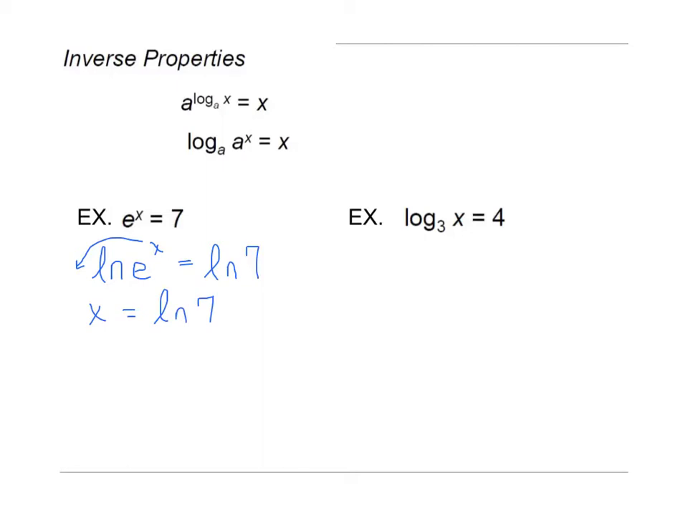I can do that over here for this one as well. I have a logarithm, so I can exponentiate, which is that word. Notice that the base is 3, so I'm going to take 3 to a power, exponentiate. This part right here, since that's the inverse, is going to be 1, and x is going to be 3 to the 4th, which is 81.